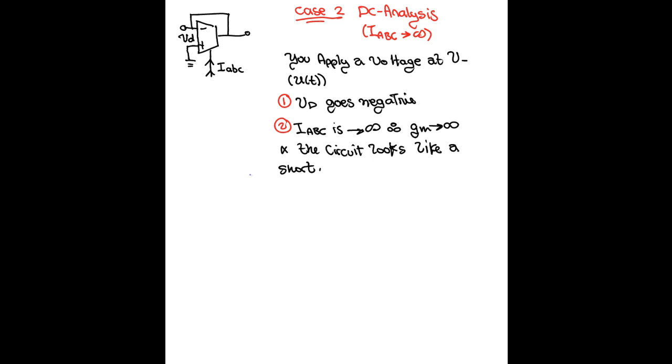So by some just DC analysis, we realize that Rin is proportional to VD over IABC. Correct? If IABC goes up, Rin goes to 0. If IABC goes down, Rin approaches infinity. So that was the current control resistor.